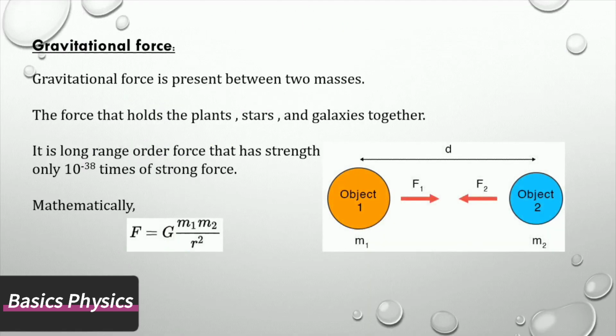Gravitational force. Gravitational force is present between two masses. It is the force that holds the planets, stars, and galaxies together. It is a long-range force that has strength only 10⁻³⁸ times that of the strong force.